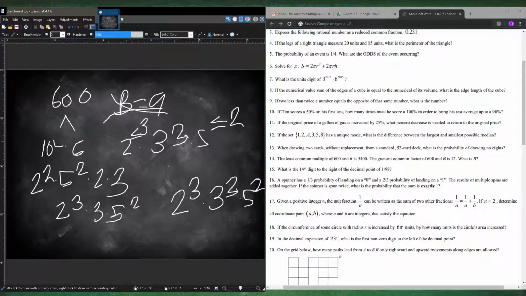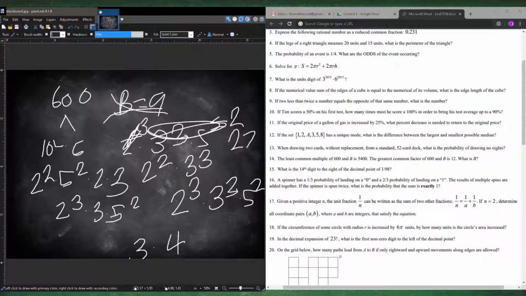So the greatest common factor of 600 and B is 12. Since they already have a 3 together, that means they need a 4 together. So this has to be 2 squared, basically. Then that's 3 squared. Since they don't have 5 anywhere, B has to be 2 squared times 3 squared. So 3 squared is 9, and 27, and 2 squared is 4. So 27 times 4 is 108. And that's another way to think about it.